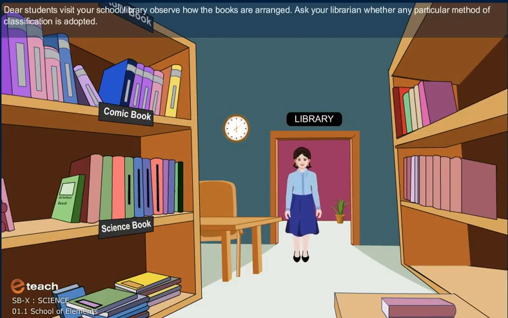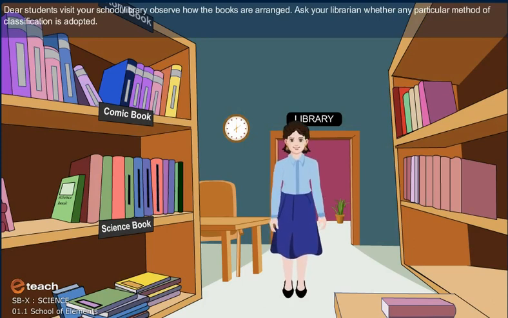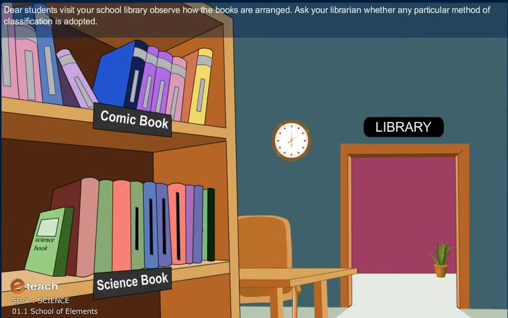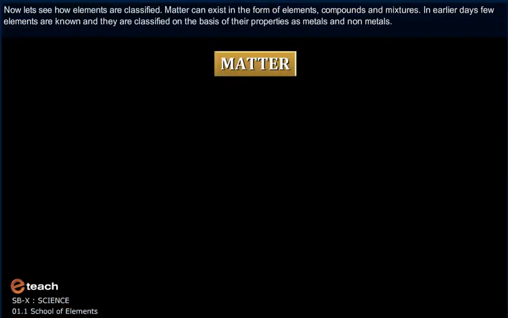Dear students, visit your school library. Observe how the books are arranged. Ask your librarian whether any particular method of classification is adopted. Now let's see how elements are classified.